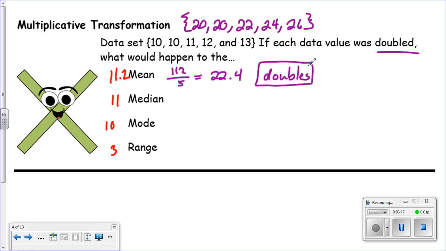Let's see what happens to the median. The median value in the original set was 11 and now becomes 22. So the median also doubles. The mode value, the one that shows up most often, in the original was 10, and in the new data set it's 20. So it goes from 10 to 20, so it also doubles.